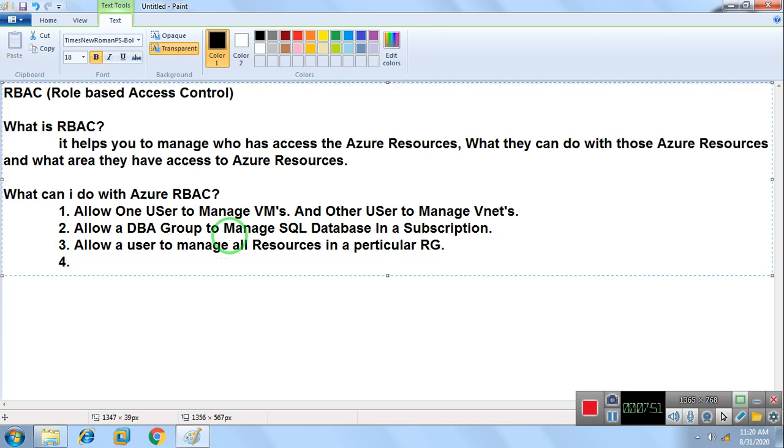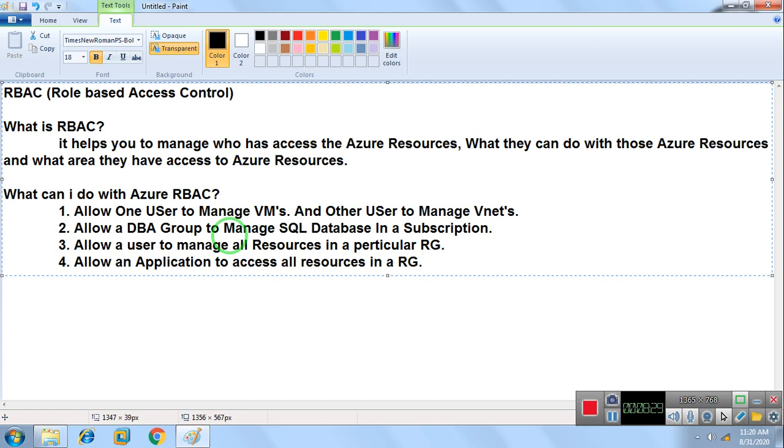Now next, number fourth, we have allow an application to access all resources in a resource group. Okay, we can provide permissions to applications as well. Like in the last example, I allow an application to access all resources in a particular resource group. So if you have running applications, with the help of the application you are also able to manage all the resources in a particular resource group. Understood? Clear?